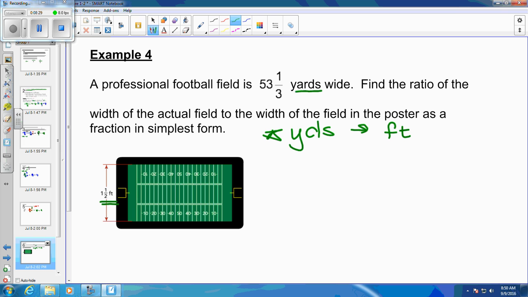Remember when we did conversions yesterday, the new unit has to be in the numerator. So I have 53 1/3. I don't really like working with mixed numbers, so I'm going to change that into an improper fraction. 53 times 3 plus 1 gives me 160. And then keep your denominator of 3. So I have 160 thirds yards.